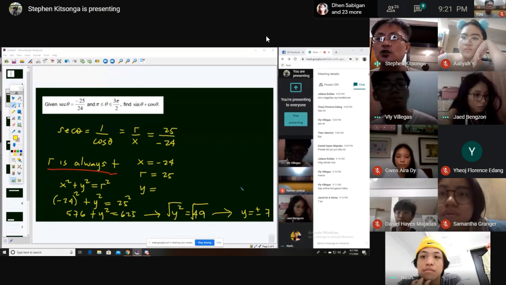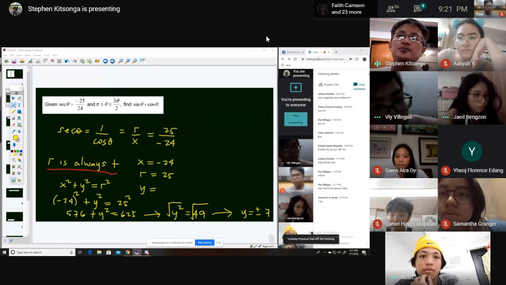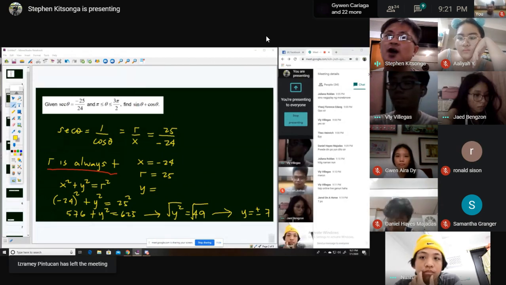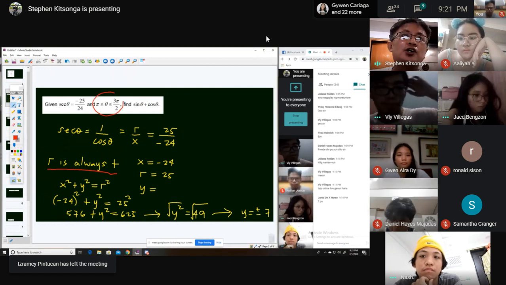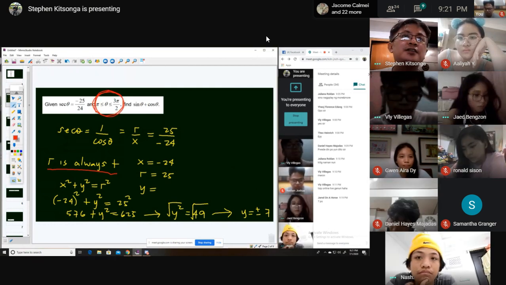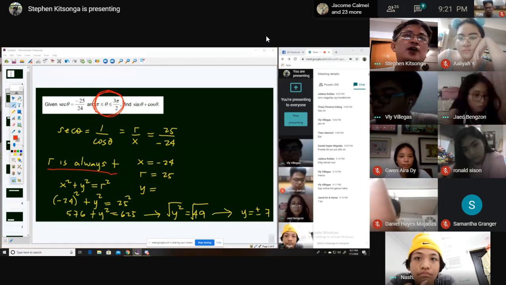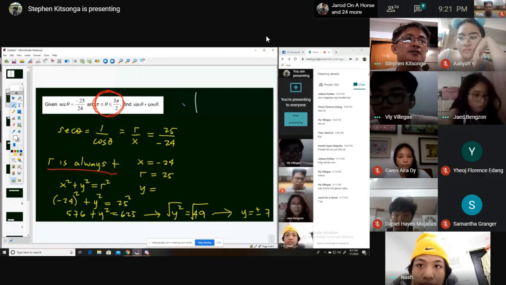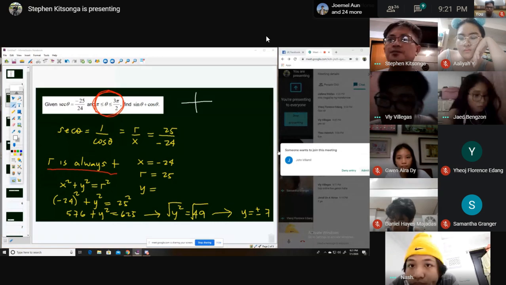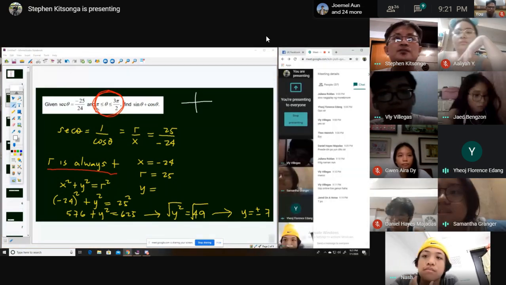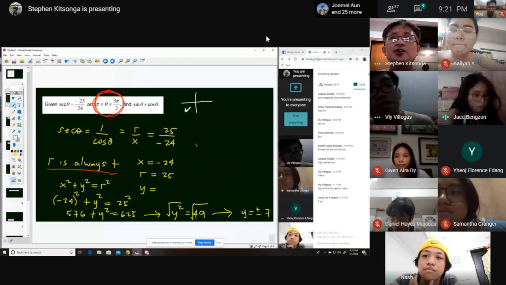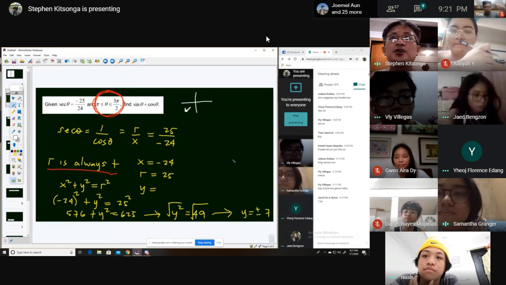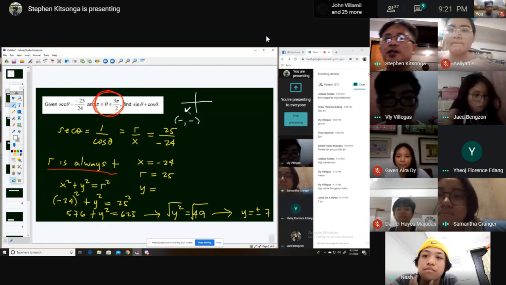Now, dito papasok yung decision mo, kung sino kukunin mo sa dalawa. Dito ngayon papasok yung condition na to. O, nasang quadrant ba yan? Yung condition in that problem, that our angle theta is in quadrant 3. O, now let me ask you, in that quadrant, ano yung sign ng y coordinate? Diba, negative. So, ano yung sign ng y coordinate dyan?